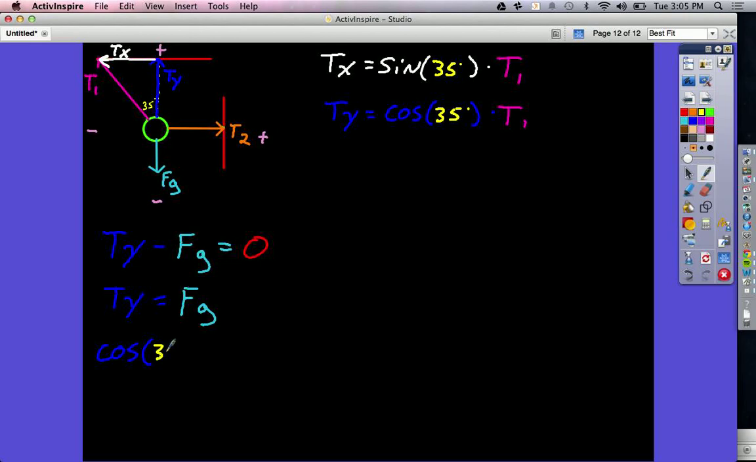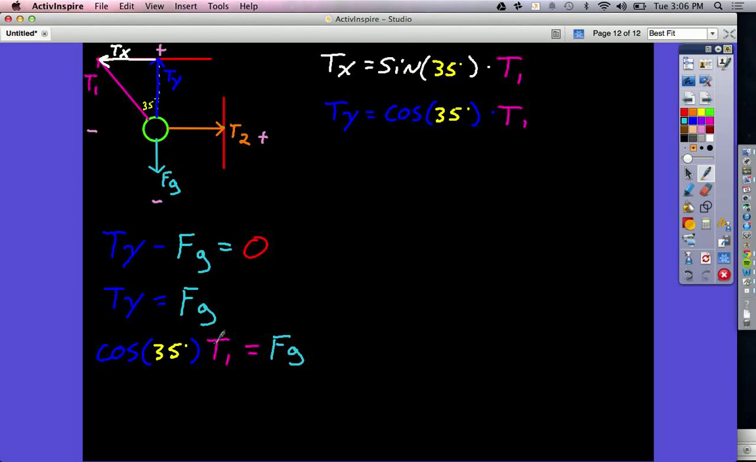Cosine of 35 degrees times T1. Now why am I doing this? Because I don't want tension in the y, I want actual tension. And I know that the force of gravity is the mass, which is 8 kilograms, times 9.8, which we'll plug in on our next step.